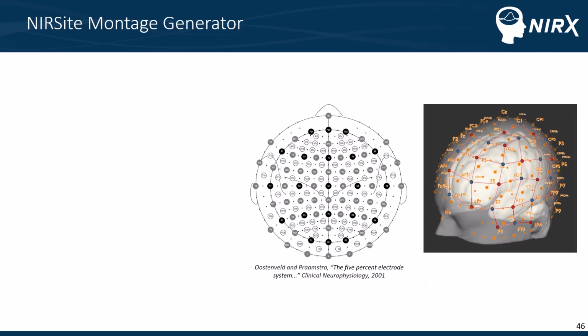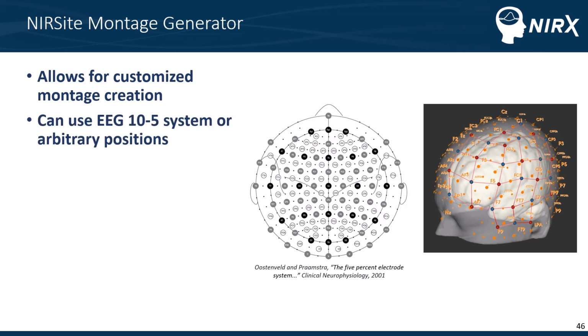Okay, the NIRSight montage generation software. So we saw this earlier in the 48 by 48 high density video when the montage was being created. NIRSight allows you to create a custom montage. Now, we do offer some predefined montages on our support site, and you're welcome to use those. However, if you want to have a specific arrangement of sources and detectors for your experiment, NIRSight lets you do that. You can use EEG 10-5 positions or arbitrary positions.